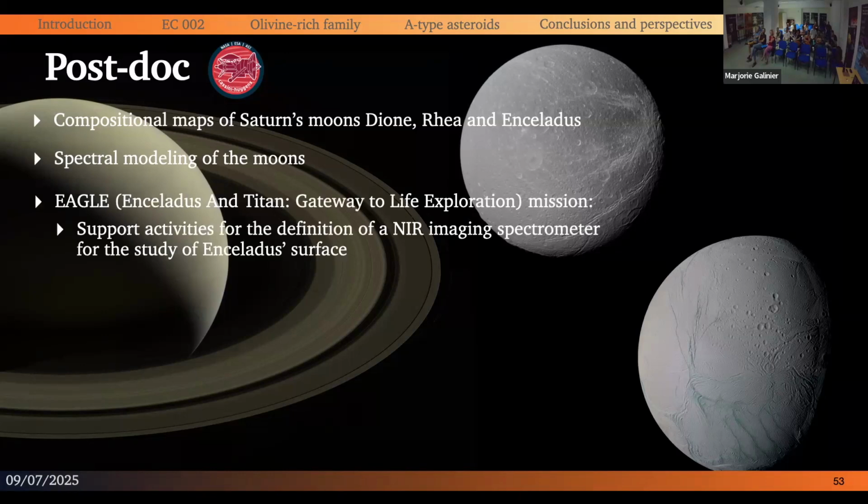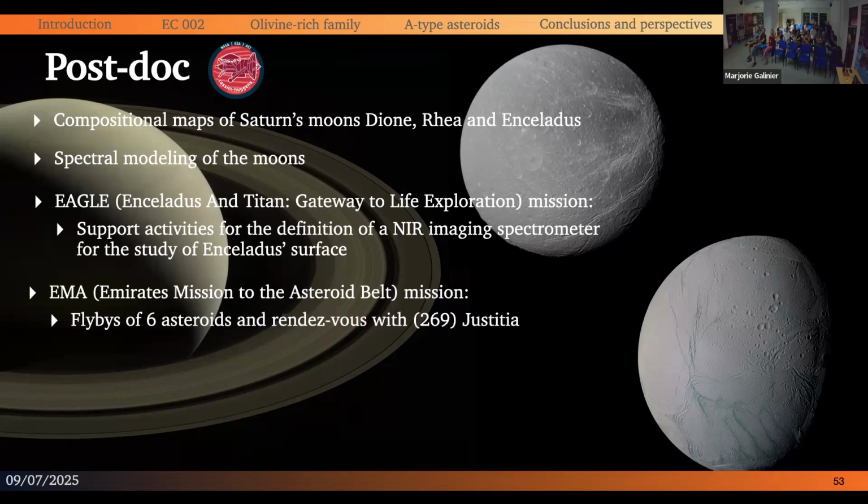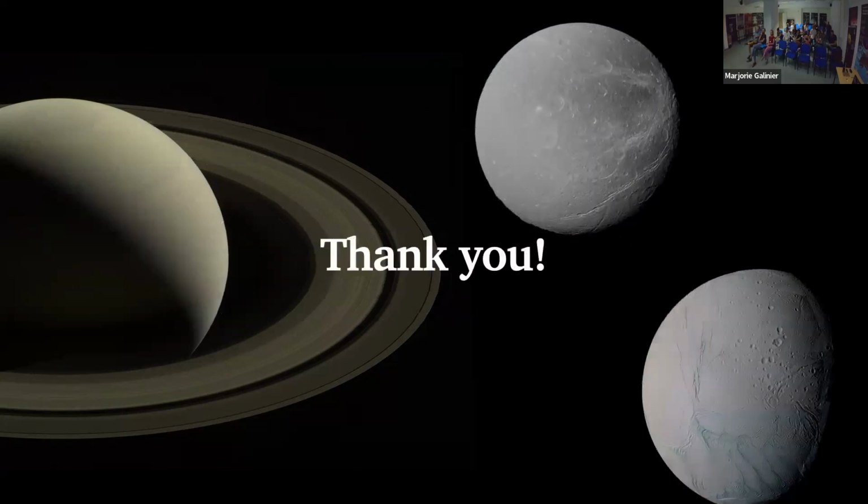And this will help me because in the context of the Eagle mission, I need to support activities to define the near-infrared imaging spectrometers. So I need to try different spectrometers. That's why I need to model the moons. And I'm also involved in the EMA mission that will do the flyby of 6 asteroids. So I guess I will do things also related to this. So that's it.